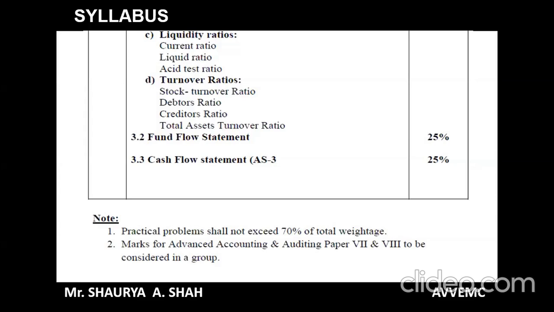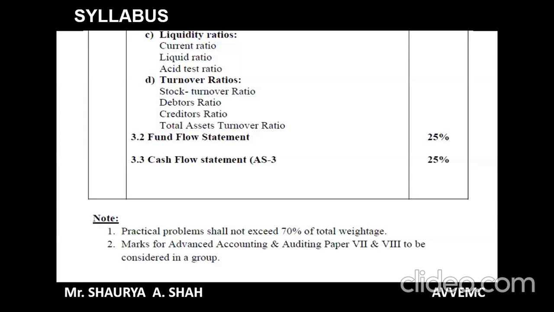Again, asset test ratio is a kind of quick ratio. It is a part of your liquid ratio only, but you take into account only absolute cash items, cash or cash equivalent, the head which we had studied in your balance sheet. This ratio is calculated from that particular only. Fine. So moving ahead, the third part, that is turnover ratio.